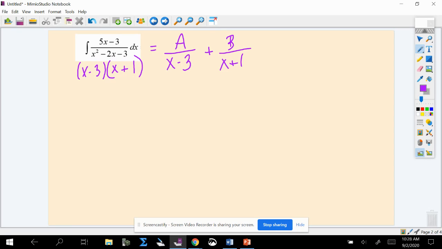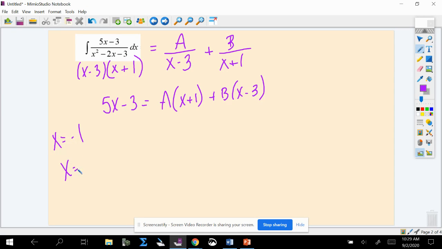Probably want to get in the habit of watching me do a full one, kind of going through, jotting it down, and then having the ones after that you're trying on your own, pausing the video, and then listening to me run through it. So when I clear fractions, I have 5x minus 3 equals a times x plus 1 and b times x minus 3. I'm going to let x be negative 1 and positive 3.